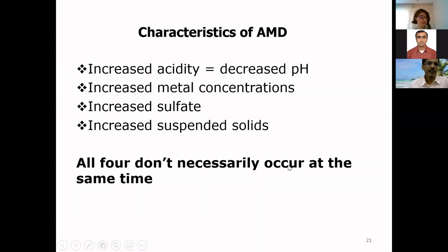If you look at the characteristics of AMD, they have low pH and they have increased metal concentrations or increased sulfide and or increased suspended solids. Of course, all four don't necessarily occur at the same time.